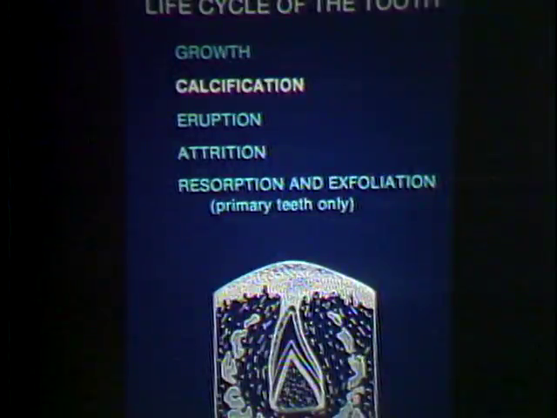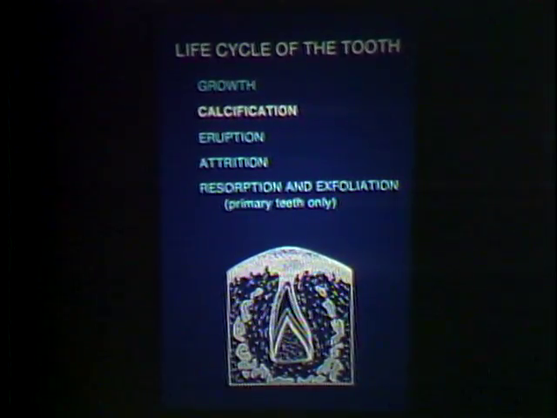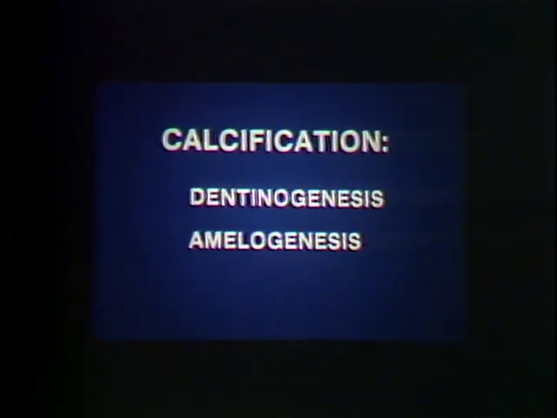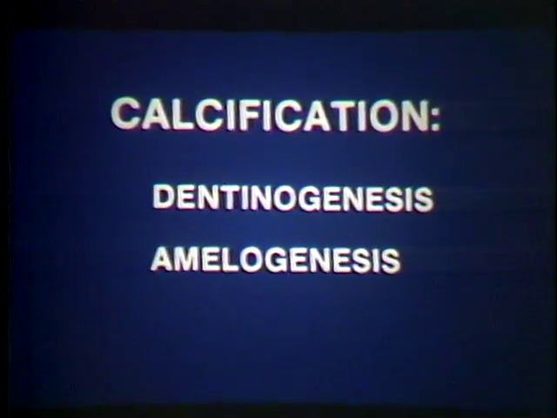The second major stage in the life cycle of the tooth is calcification, which has been defined as the time during which the tooth-shaped soft mass of cells becomes a calcified tooth. This stage is characterized by the advanced development of dentin and enamel, called dentinogenesis and amelogenesis.